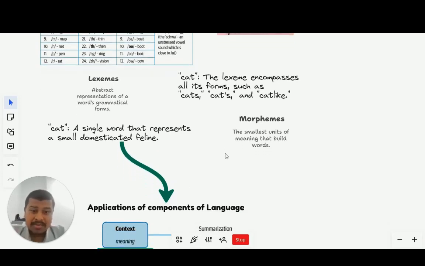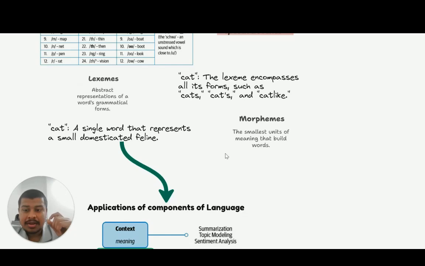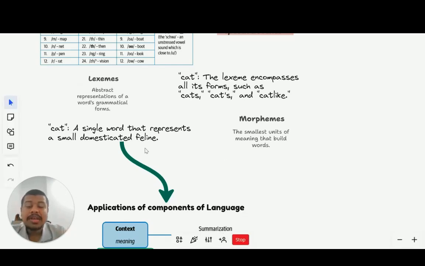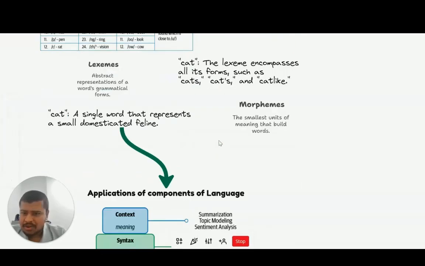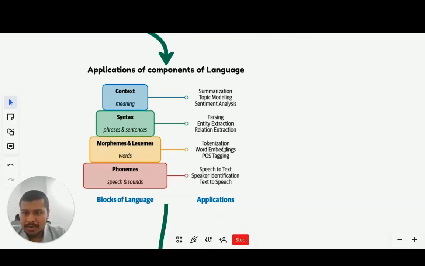But then we'll see what the same word means in terms of a morpheme. Morpheme means it's the smallest unit of meaning, right? Here, a cat will mean the actual meaning of what this word represents. That would be known as a morpheme. So this is the major difference. So why are we even learning this? There should be some applications, right? So we'll see what those are.